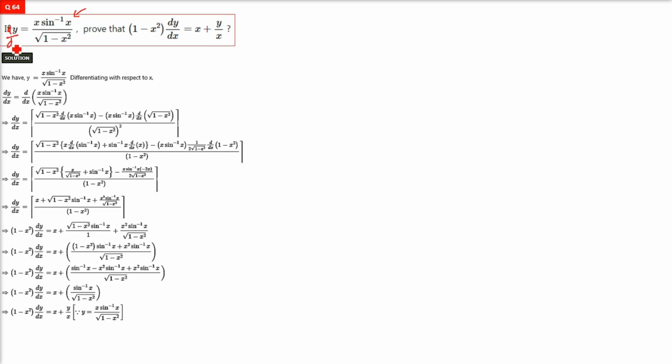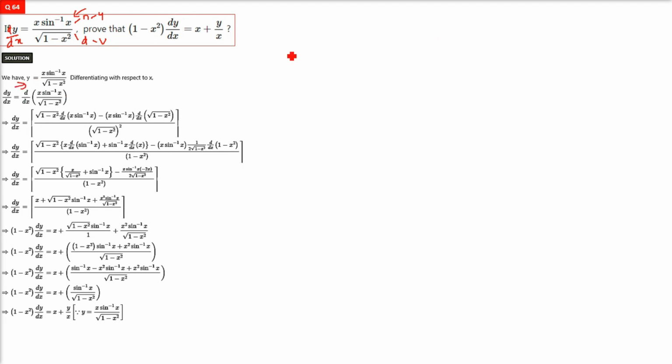But those who actually want to see how the question is being done, dy by dx, the numerator and denominator I am indicating, assuming it to be u and v, the quotient rule has to be applied. But since in the numerator we have x sine inverse x, that transpires to be a product rule solution. Alright. So let us see.